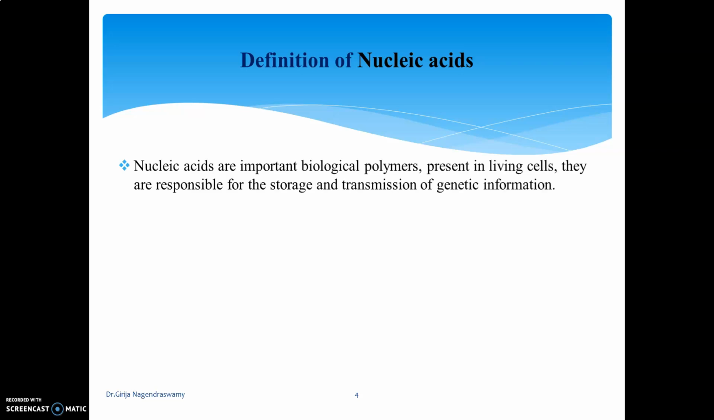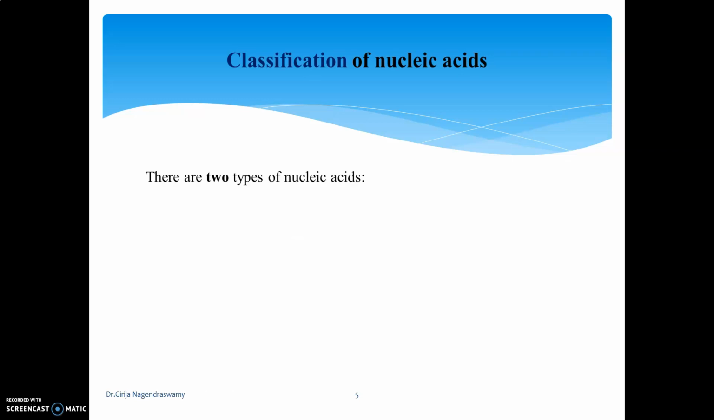Definition of nucleic acids. Nucleic acids are important biological polymers present in living cells. They are responsible for the storage and transmission of genetic information. They have molecular weights in the range of 10 to the power 9. Classification of nucleic acids. There are two types of nucleic acids. One is deoxyribonucleic acid, DNA. Second one is ribonucleic acid, RNA.